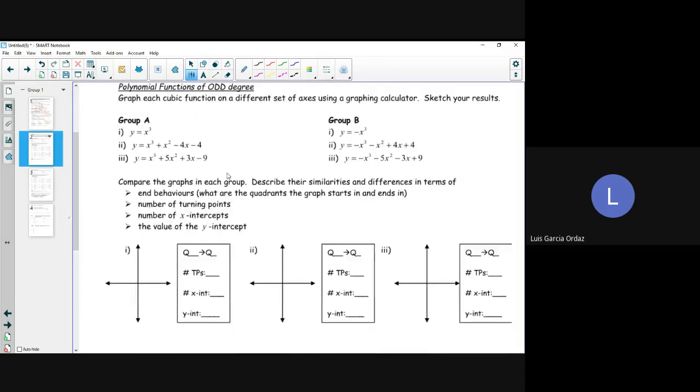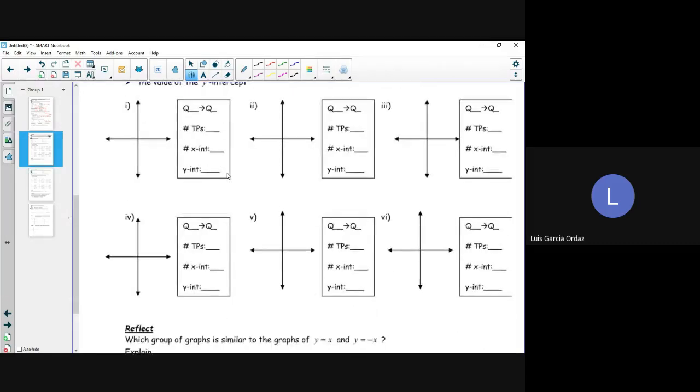So we're going to start with y. Let's start with y is equal to x cubed, which is what we know. So we know y is equal to x cubed looks like this. So from what quadrant does it start and what quadrant does it finish at? Yeah, so it goes from 3 to 1. So this is quadrant 1, 2, 3, 4.